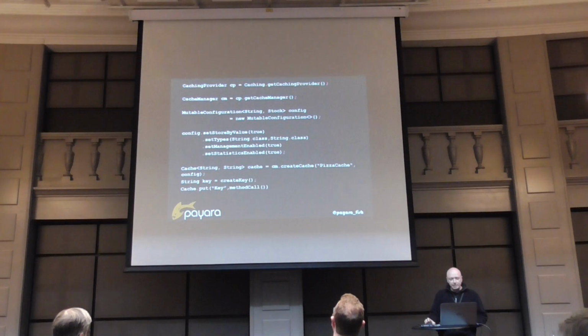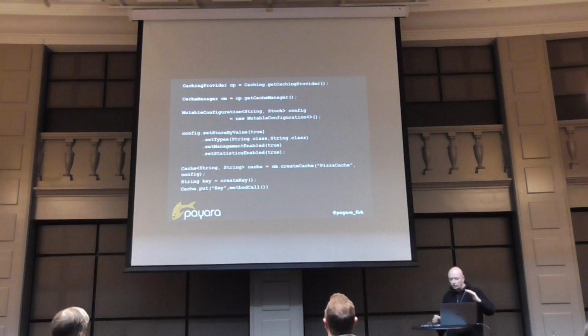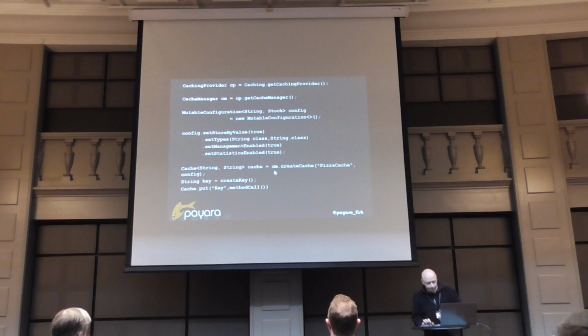So if you want to do that in the real JSR 107 API yourself, essentially it's a slightly larger version of this code, which basically gets the cache provider, gets the cache manager, creates a cache configuration, creates a cache if one doesn't already exist, creates a key, and puts it in the cache. Okay.